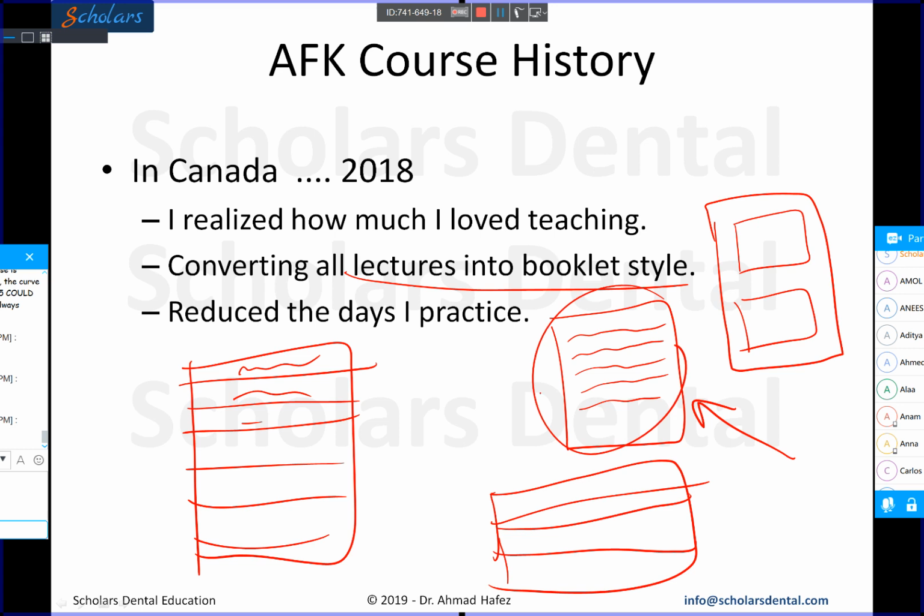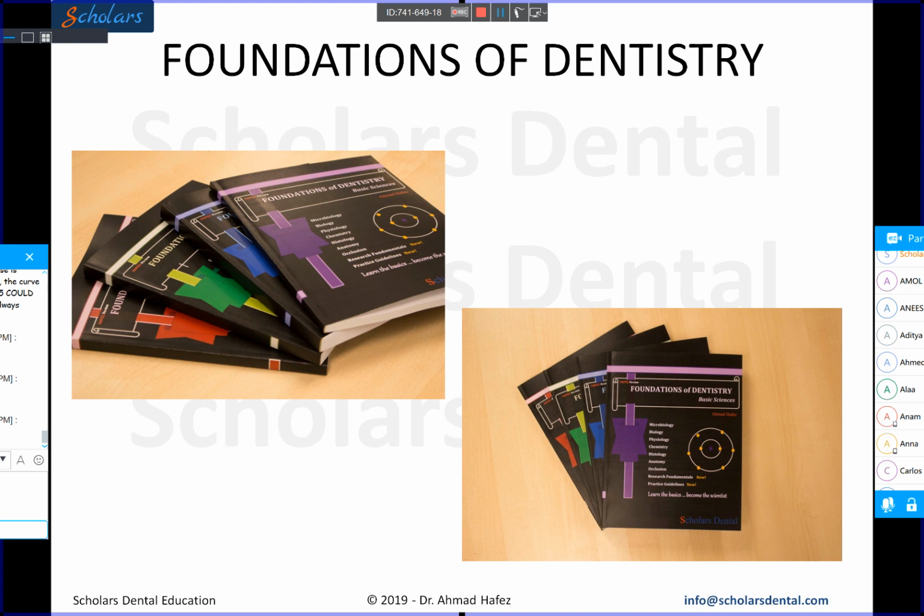So all the info you need, I've combined it and condensed it in four books, and other people are just printing out slides, which is kind of, I worked really hard on making it in a booklet style, right? And these are the books that I'll be giving you that have all the info you need. So when you register, whether it's in class or online, you'll get these books, basically.